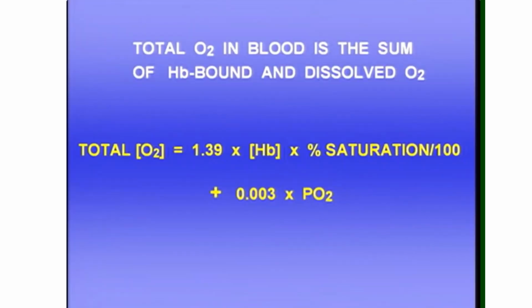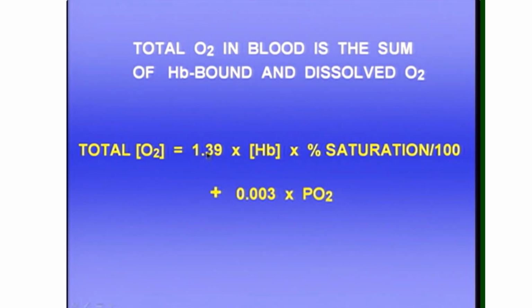Now, it's very important to understand how we calculate the total oxygen in blood, because we need to do that from time to time. And here we have an equation, not a difficult equation, showing us how to calculate the total oxygen concentration of blood. That's going to be the oxygen attached to hemoglobin, which is the first term here, and the oxygen that's dissolved. Now, how much oxygen can be combined with hemoglobin? Well, it turns out that 1 gram of hemoglobin can combine with 1.39 mils of oxygen.